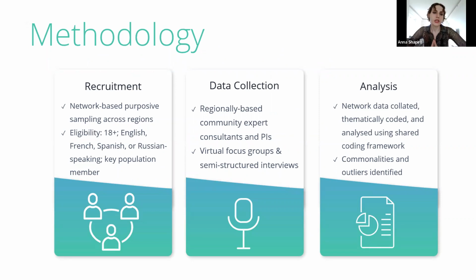So as for the methodology, participants were recruited using a purposive sampling method across regions. Data was collected by regionally based community expert consultants and some of the principal investigators. What that entailed was conducting mostly semi-structured interviews and focus groups on Zoom, WhatsApp, Skype. And once we had that data collected, the networks collated their respective data, thematically coded it, and then we analyzed it using a shared coding framework, which we developed together. Through that framework, we were able to identify commonalities across the population groups, as well as any population-specific findings or outliers. Next, please.